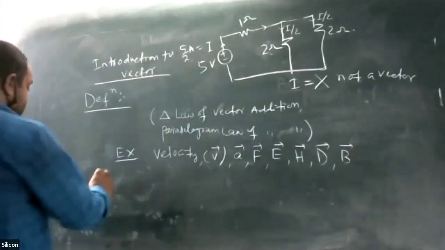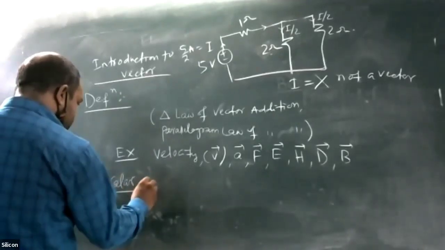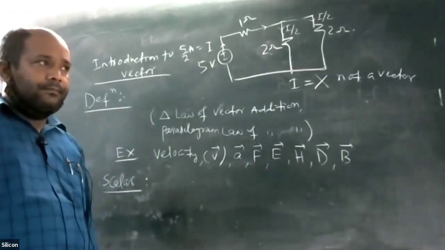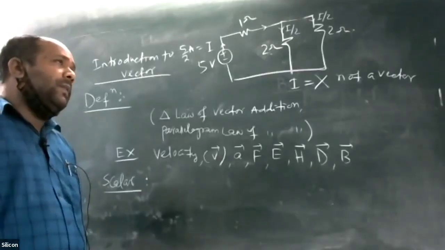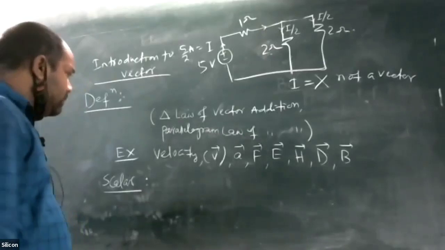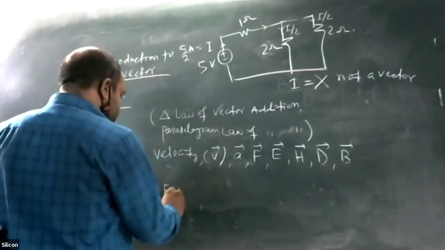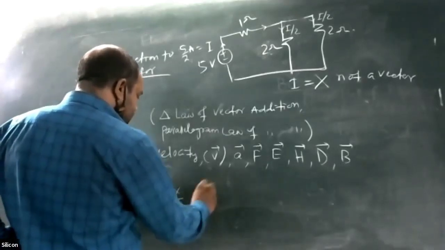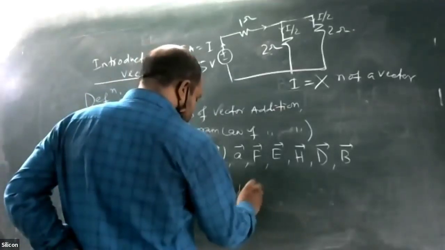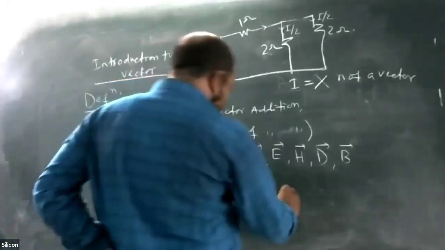Next, write scalar. The physical quantity which is having only magnitude is a scalar. I want to take some examples of a scalar: speed, distance, volume.